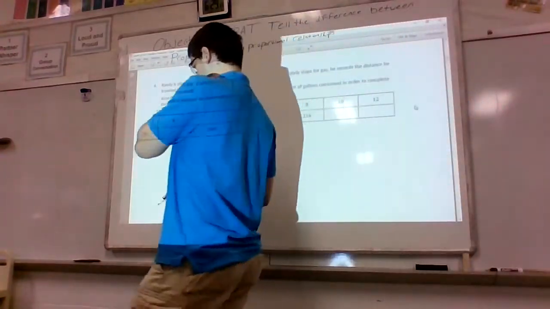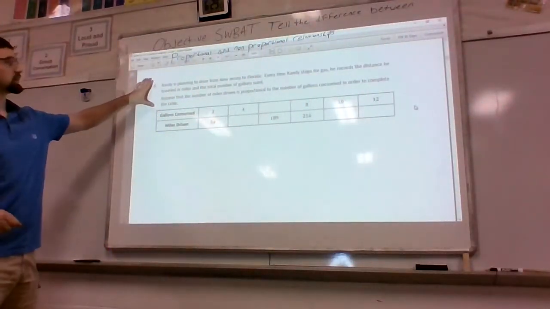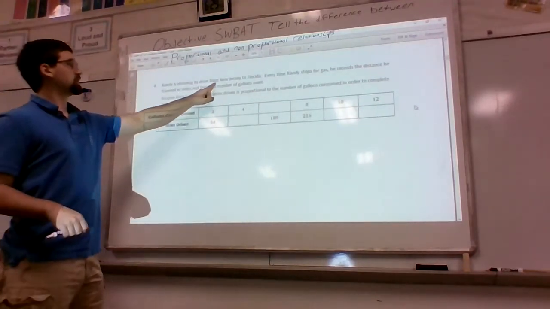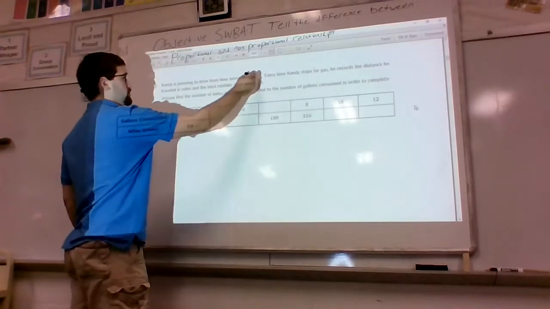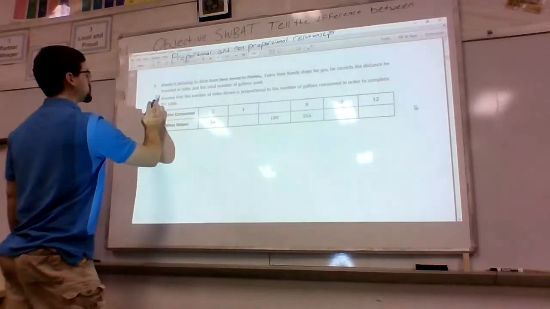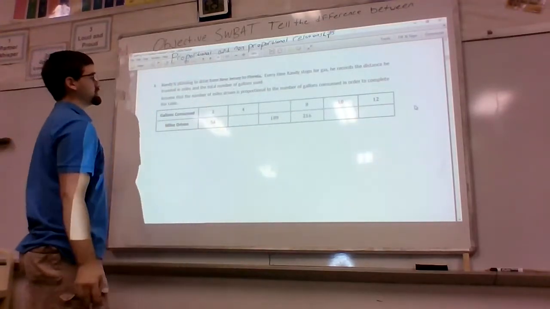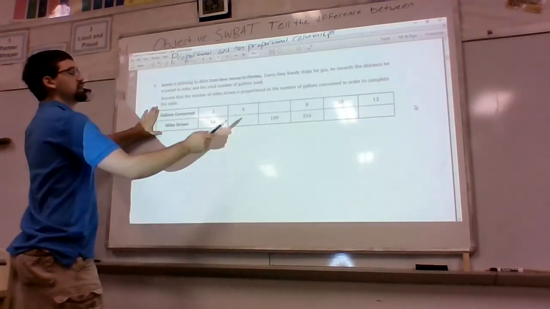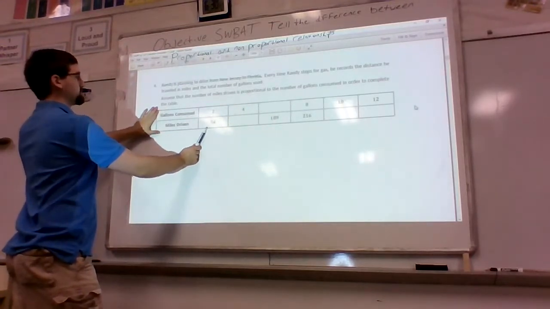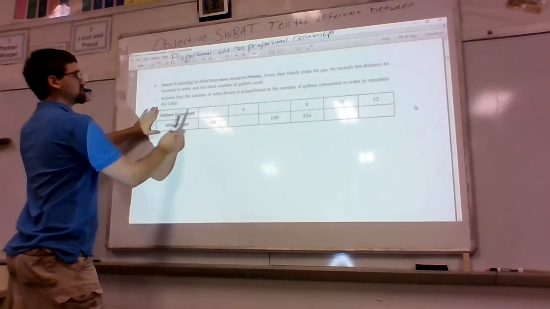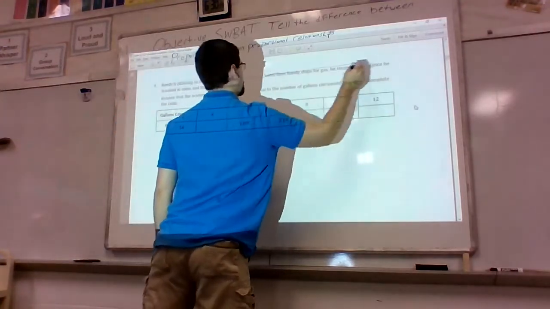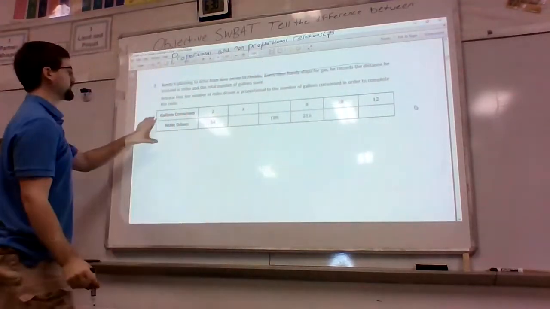I'm looking for numbers first of all. Okay, I don't see any numbers, so let's look deeper. Planning to drive from New Jersey to Florida. Okay, that doesn't sound important. Every time Randy stops for gas, he records the distance he traveled in miles and the total number of gallons used. So this chart is telling us each time he stopped for gas, he records the distance and the number of gallons he used. Okay, now we're done with that piece of information. It just tells us what he recorded.